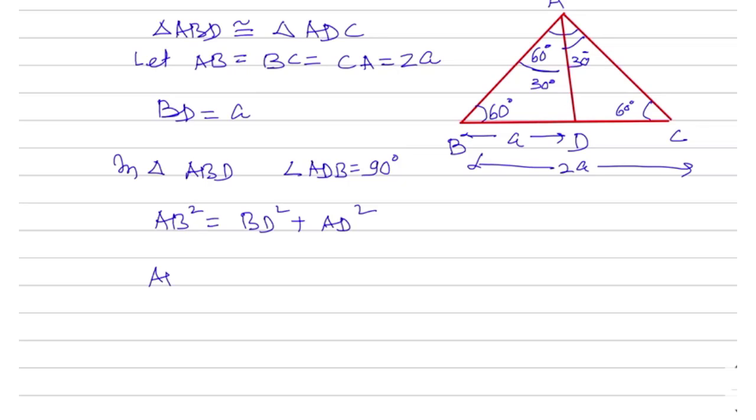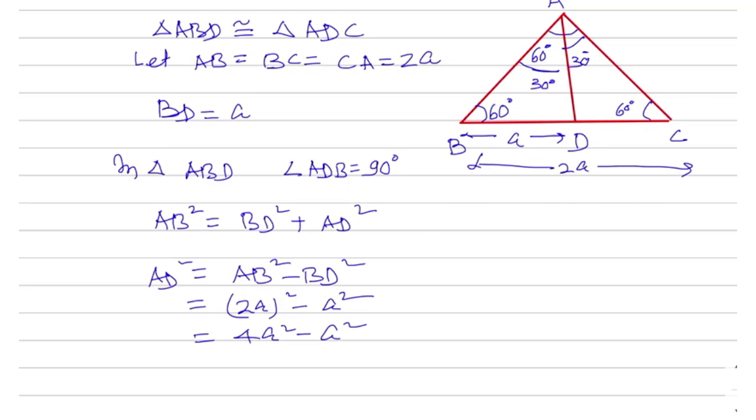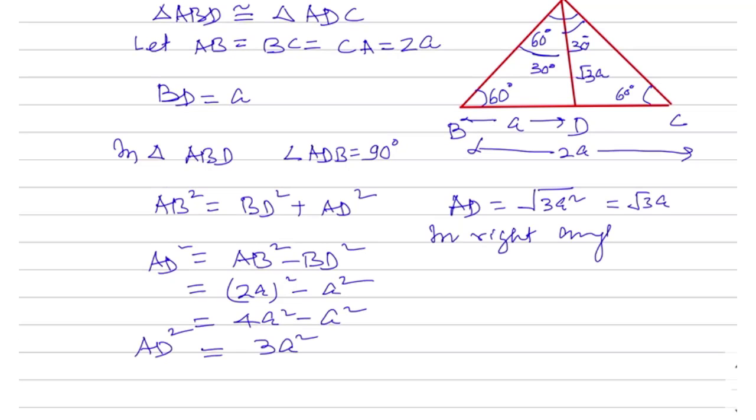Now putting the value of AB and BD, we have AD square is equal to AB square minus BD square. Therefore, this is equal to 2a whole square minus a square, which is equal to 4a square minus a square, that is equal to 3a square.